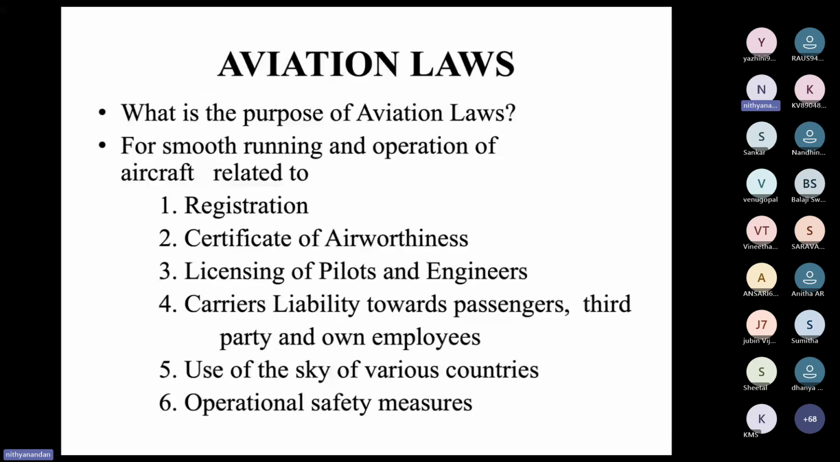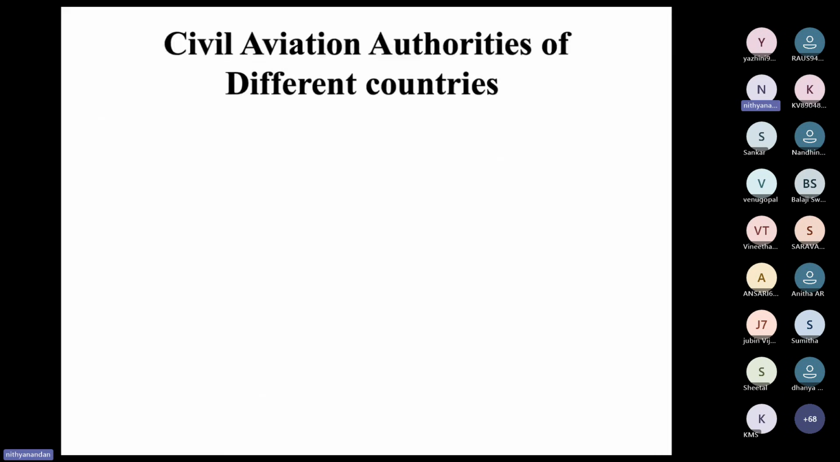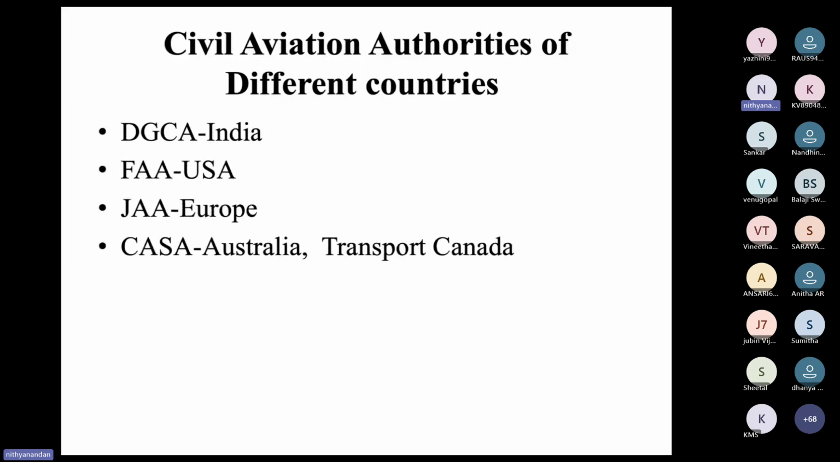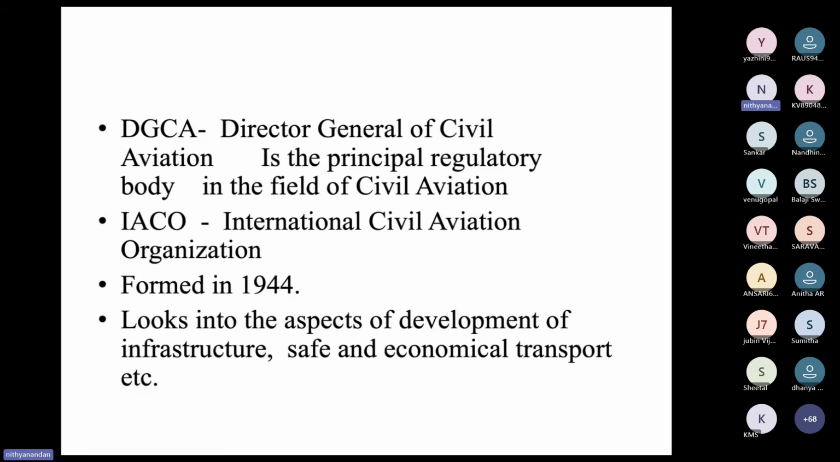Aviation laws are for the smooth running and operation of aircraft, related to registration, certificate of airworthiness, licensing of pilots and engineers, carriers' liability towards passengers, third party and own employees, use of sky of various countries, and operational safety measures. All these things are taken care of by aviation laws. In India, the Director General of Civil Aviation is the organization which takes care of the aviation laws. It is the principal regulatory body in the field of civil aviation.